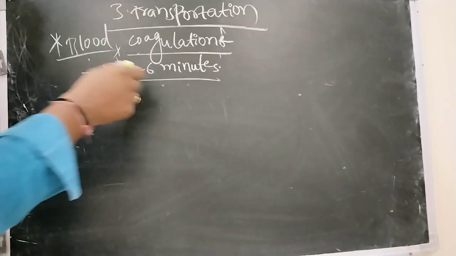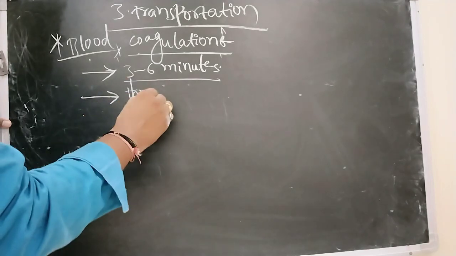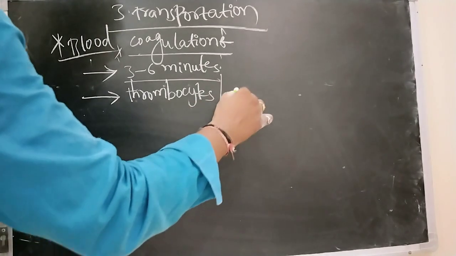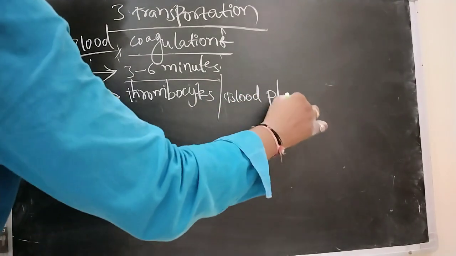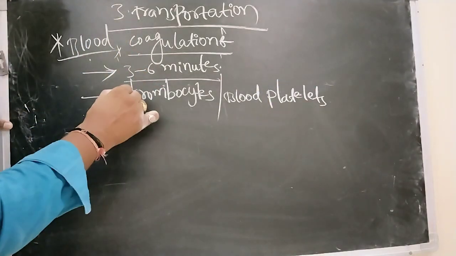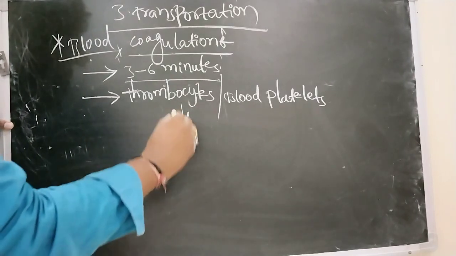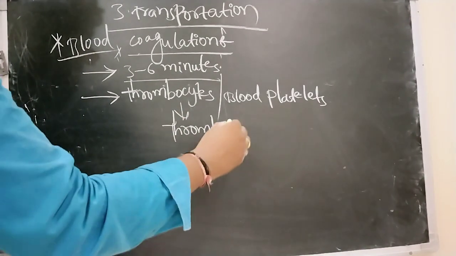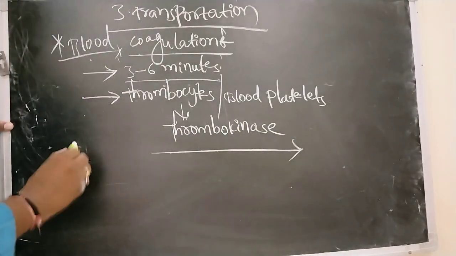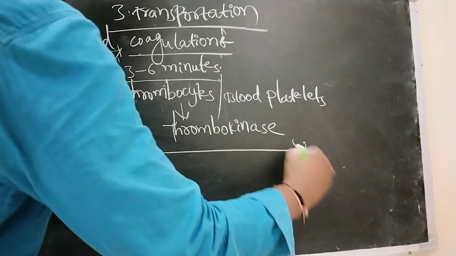And the process involved in blood coagulation is, our blood contains cells called thrombocytes. Just as there are red blood cells and white blood cells, there are blood platelets, also called thrombocytes. These help in blood clotting. For example, when a person meets with an injury, these thrombocytes release an enzyme called thrombokinase. This thrombokinase converts a substance called prothrombin present in blood into thrombin.